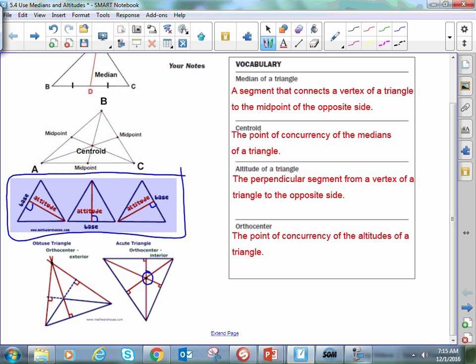But with the altitudes of an obtuse triangle, this altitude here and this altitude here are actually not located inside of the triangle itself. The altitudes from the acute angles of an obtuse triangle will be outside of the triangle. That causes the orthocenter to be moved outside of the triangle, kind of like the way the circumcenter might be outside of a triangle for the perpendicular bisectors.